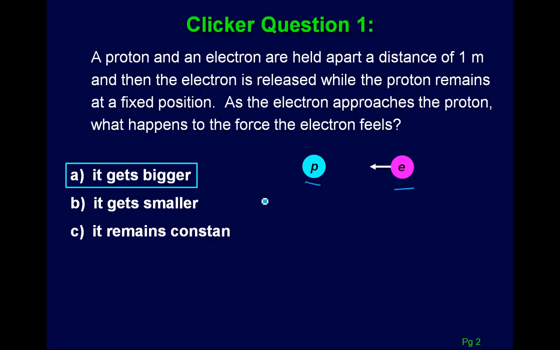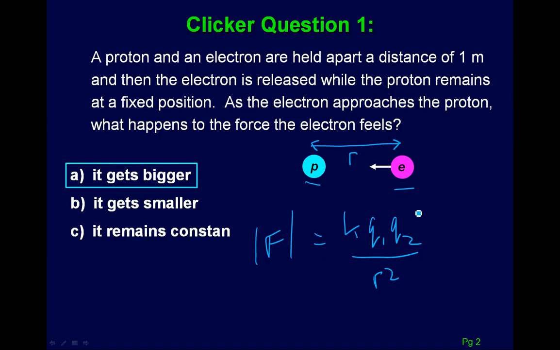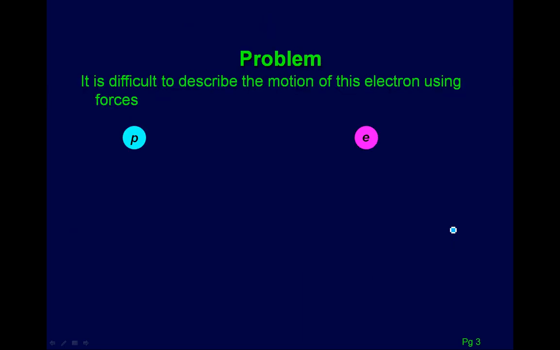It gets bigger. If we look at our magnitude of the electric force equation, something kind of like this here. So the two charges are staying the same. It's the charge of the proton and the electron. The only thing that's changing is the distance of separation, r. r is getting smaller. And so as r gets smaller, since it's in the denominator, overall this will increase. We'll find that when you're dealing with these charges, if they move, the force is almost always going to change. And so that causes us a problem.